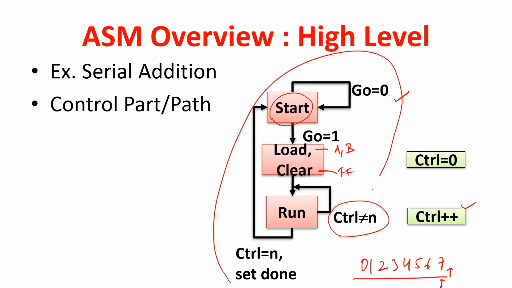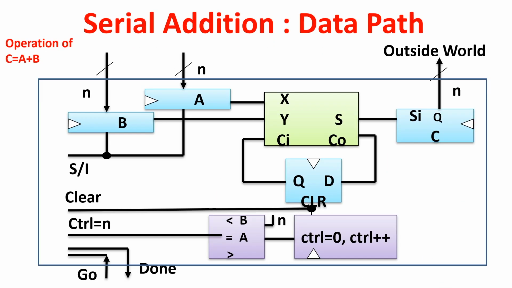At high level, we can say this is the control part. And this is the serial addition data path. In this case, what we are doing is C equal to A plus B. There is one register A, another register B, 8 bit registers, but it may be general, n bit registers. Every time we are using one full adder, and this is the flip flop which stores the carry bit.